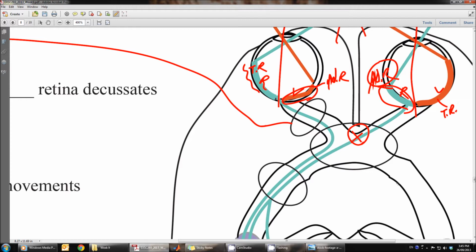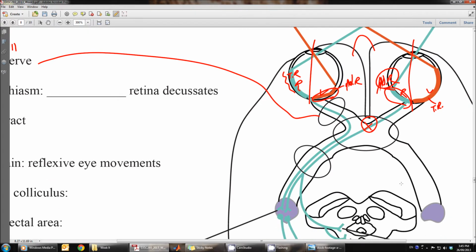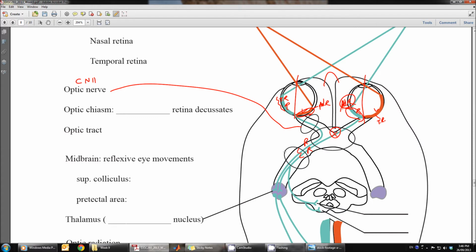You can practice this with the other template, which is at the back of the tutorial manual. So the nasal retina decussates and temporal retina stays on the same side, and as a result all the right visual field information travels through the left side of the tract, and this tract after the optic chiasm is called the optic tract. This is the optic tract, and that's the point where nasal retina decussates.